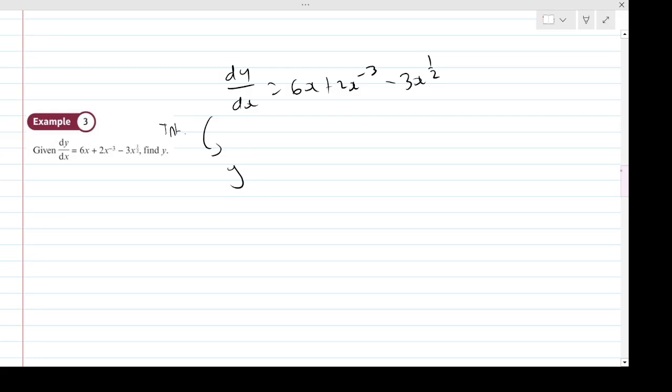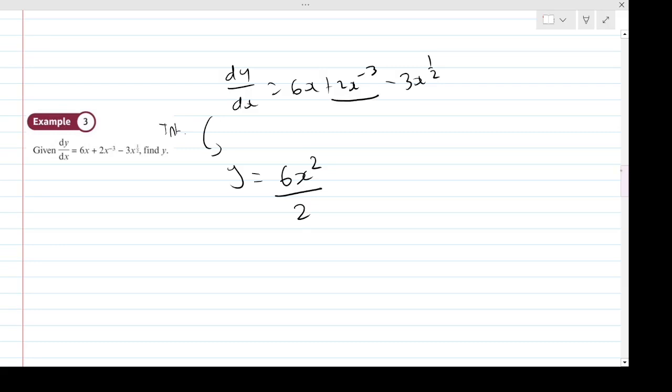Like with differentiation, we could integrate each power of x individually. So we can do this as 3 different integrations. Firstly, to integrate 6x, we have 6x, then x has a hidden power of 1. So we add 1 to the power, 1 add 1 is 2. Then we divide by the power, which is then all over 2.